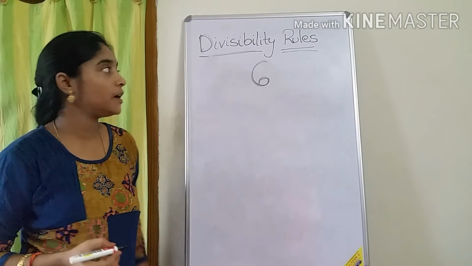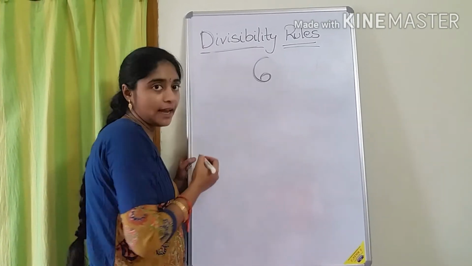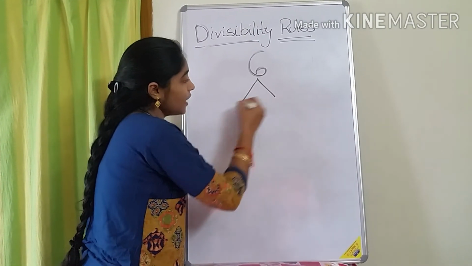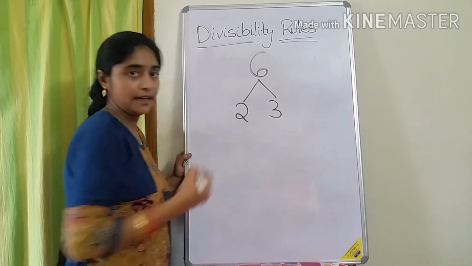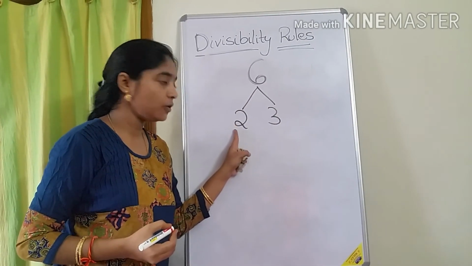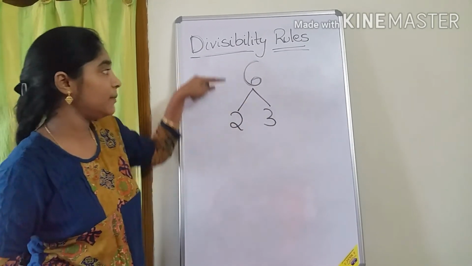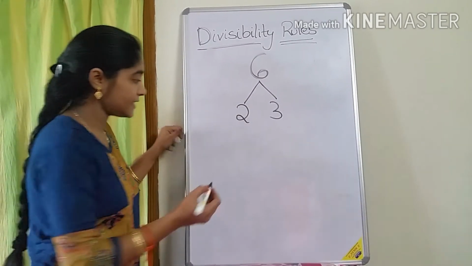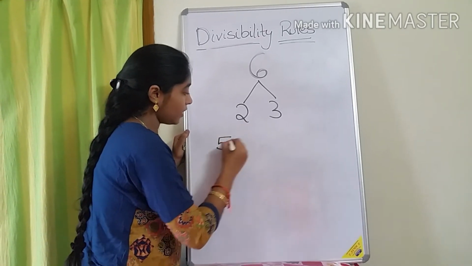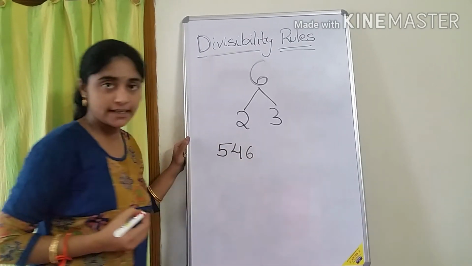What the divisibility rule of 6 says is, if a given number is divisible by 2 as well as 3, it should be divisible by 2, and it should be divisible by 3, then the given number will be divisible by 6. Let us check. I am taking the given number 546.